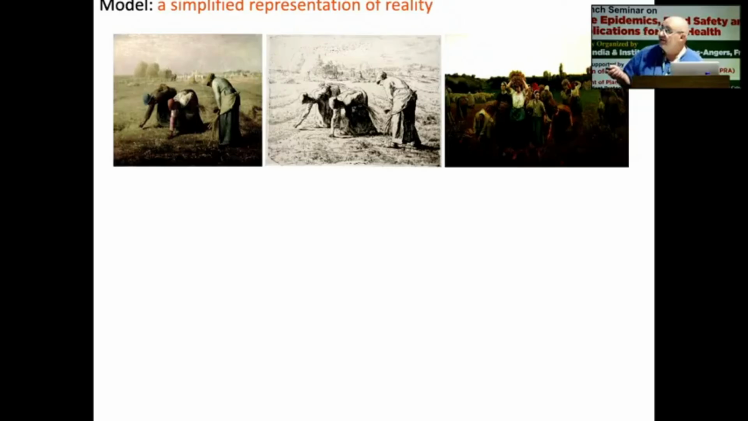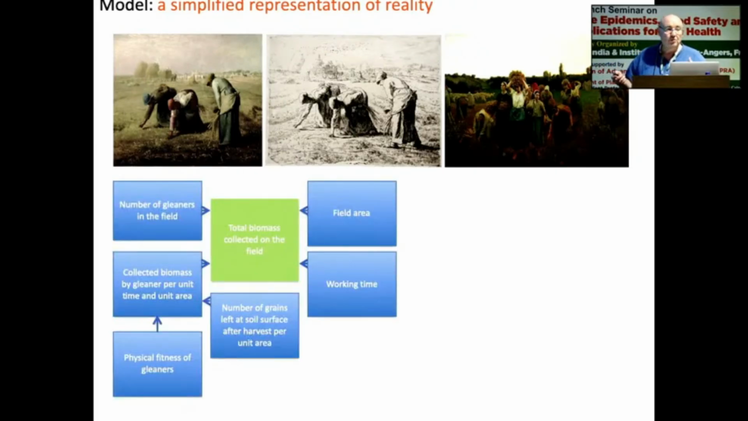So imagine that Millet, if he was not a painter, and actually if he had been a modeler, instead of painting, maybe he would have said, okay, I will think about making a conceptual model. So just to exemplify the idea, I designed for him a conceptual model of gleaners. So I say, okay, what I want to predict is the total biomass collected on the field by my three gleaners. And then I stop and I think what will be important to predict that.